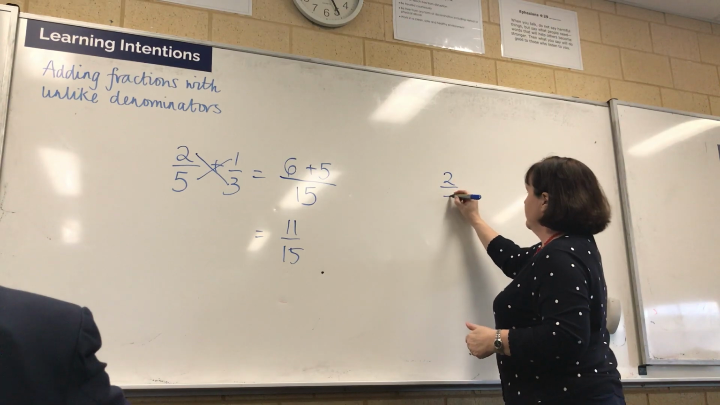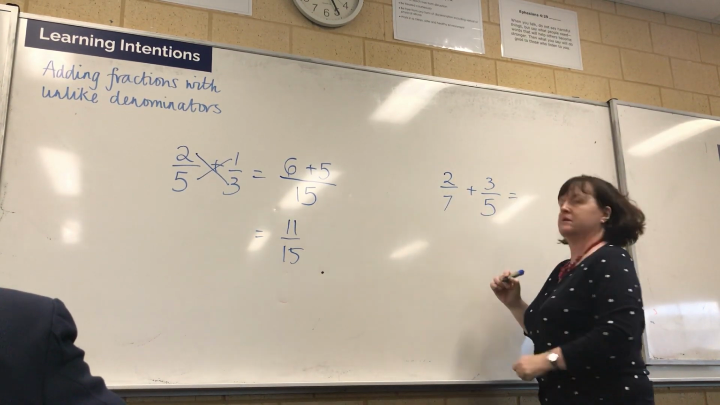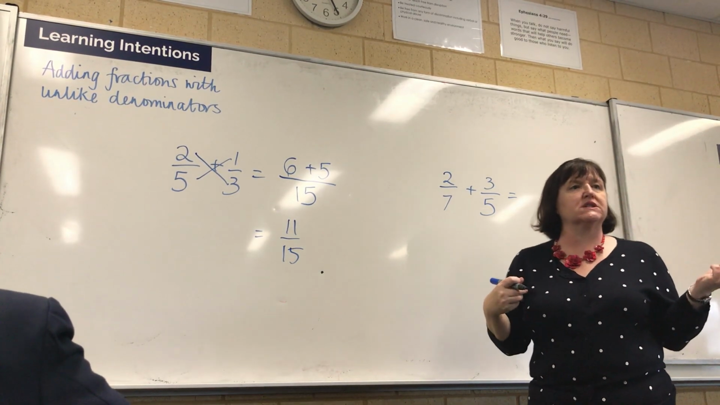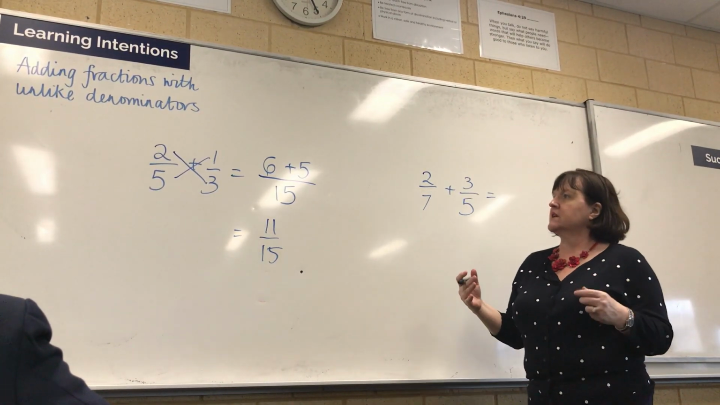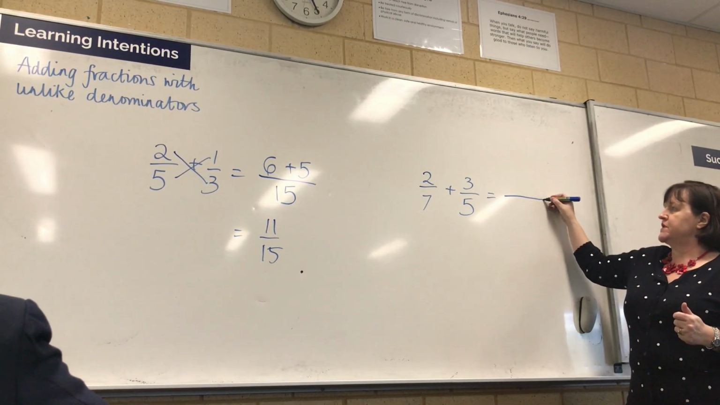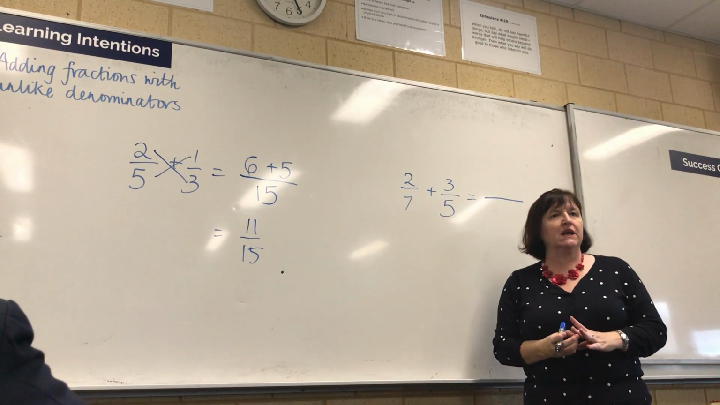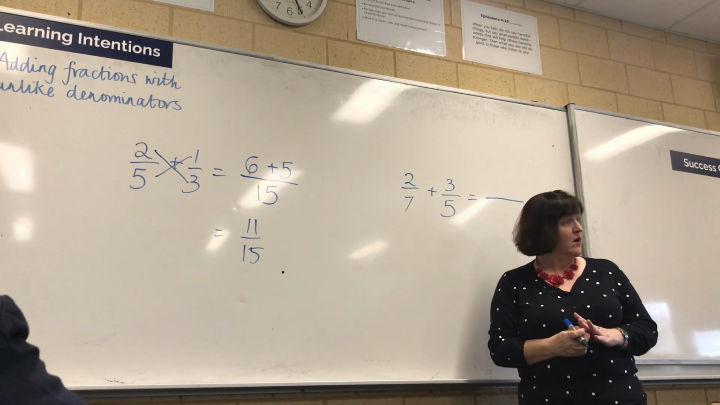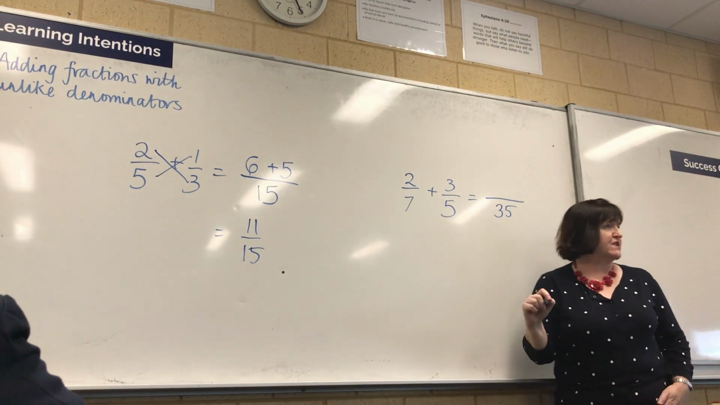We'll have 2 sevenths and 3 fifths. Okay, sevenths and fifths, same or different? Different. They're unlike, aren't they? So, we need a new denominator. What's my new denominator going to be? 35. Well done, 35. Did you just do that by multiplying them? Yep, 7 fives are 35.